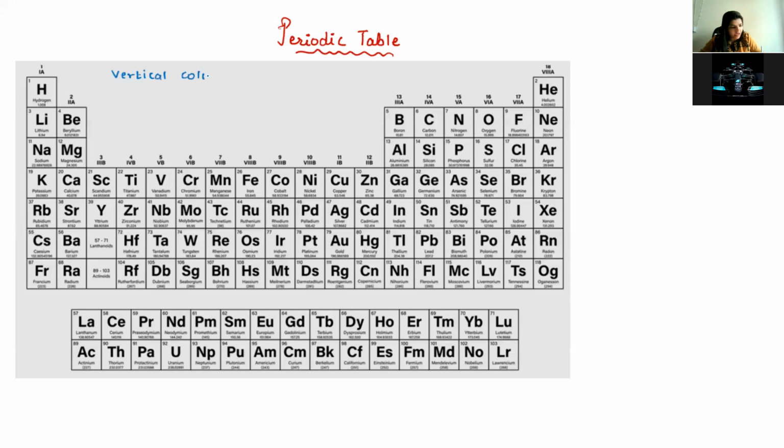Vertical columns are called groups. There are a total of 18 groups in the periodic table. And we have horizontal rows, which are called periods, and there are in total 7 periods. So vertical columns are called groups, and horizontal rows are called periods.